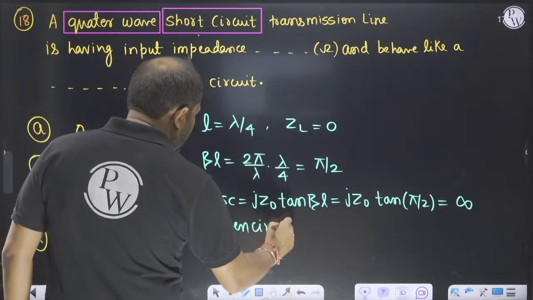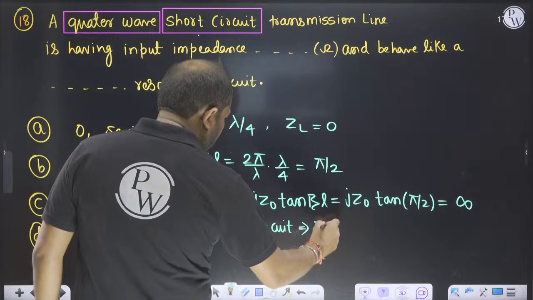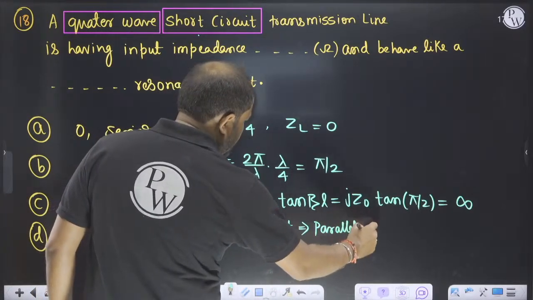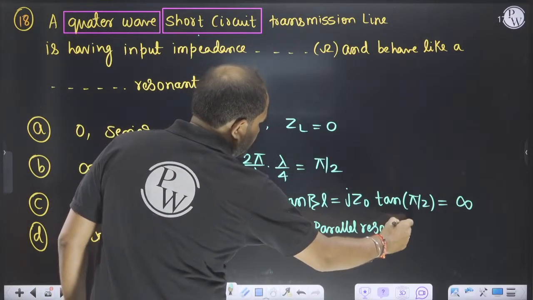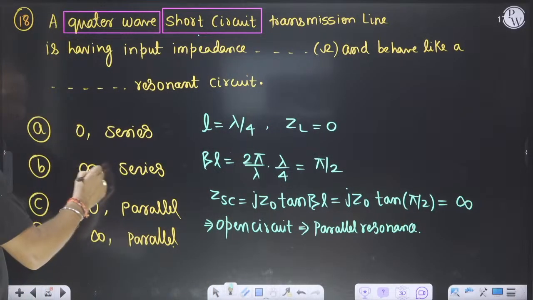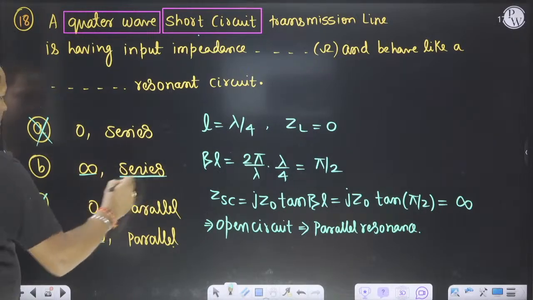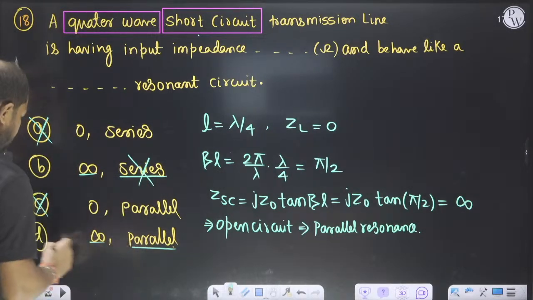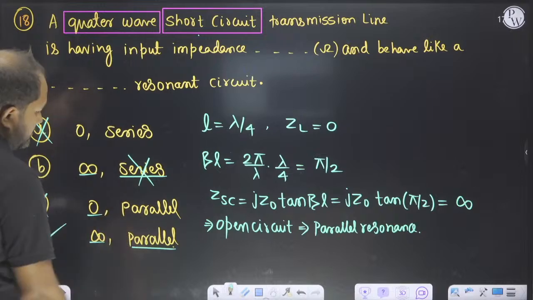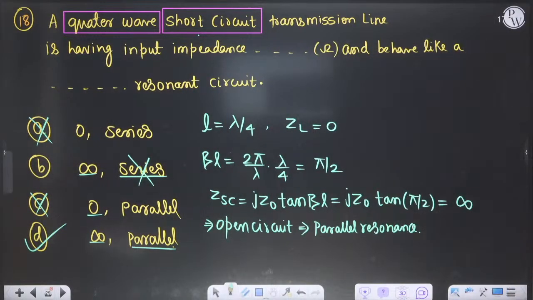Open circuit means it is parallel resonance. Always remember, open circuit means parallel resonance. If it is short circuit, series resonance. If it is open circuit, parallel resonance. So infinite, 0, it should not be. Series, it should not be. Parallel, yes, it will be. So our answer will be D.